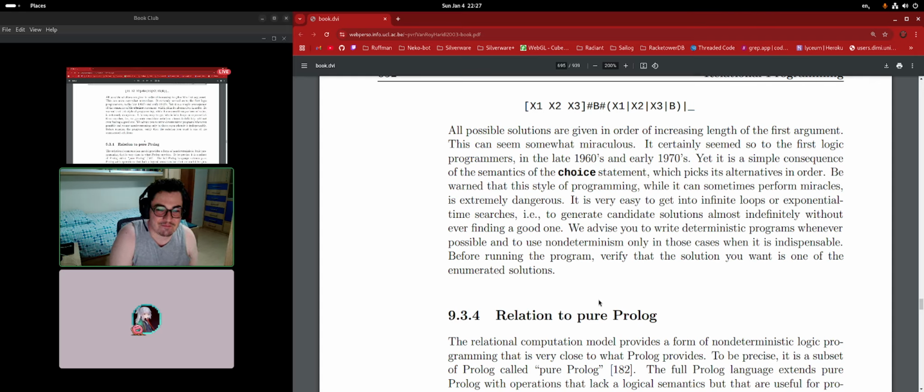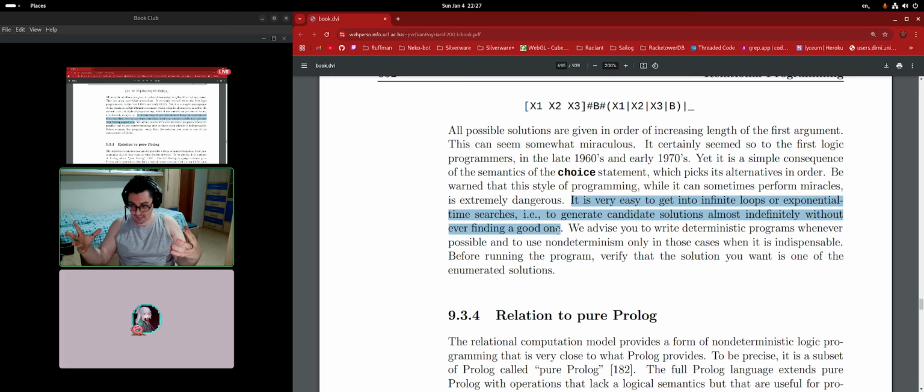This can seem somewhat miraculous. It certainly seemed so to the first logic programmers in the late 60s and early 70s. Yet it's just a consequence of the choice. But be warned that this type of programming, while it can sometimes perform miracles, is extremely dangerous. It's very easy to get into infinite loops or exponential searches to generate candidate solutions almost indefinitely without ever finding a good one. This is a problem in theory, but it's not a problem in practice, because if you're using relational programming for what it's good for, the available space of solutions is limited.